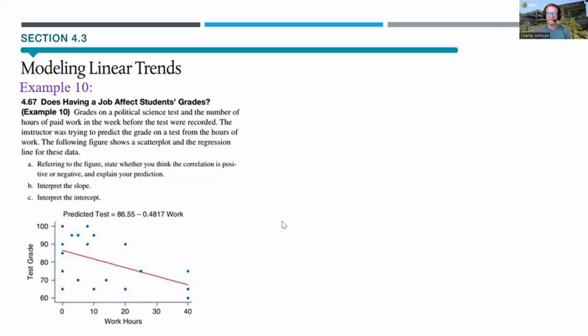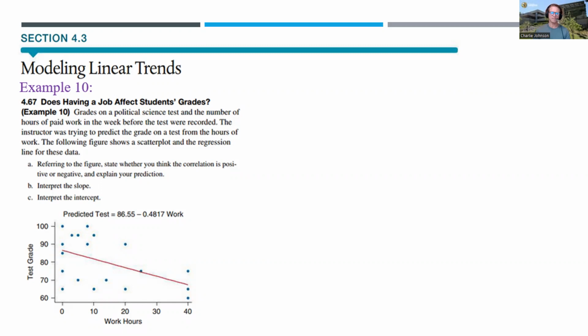Does having a job affect students' grades? Grades on a political science test and the number of hours of paid work in the week before the tests were recorded. The instructor was trying to predict the grade on a test from the hours of work. The following figure shows a scatter plot and the regression line for these data.